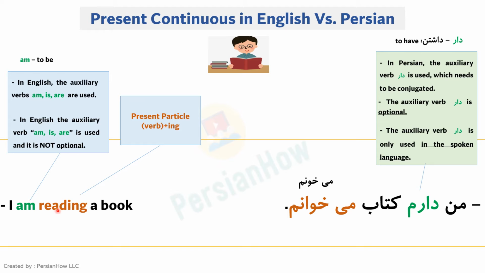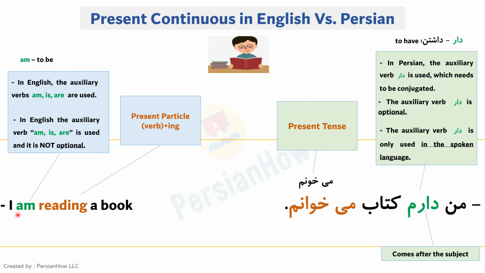Now the other difference is that here on the English side, reading is a present participle, but in Farsi, present tense is used. Mi khanam, which is the prefix mi, present stem khan, and then the verb ending. Now the other thing is that the auxiliary verb dar or daram here comes after the subject. So man daram kitab mikhanam.